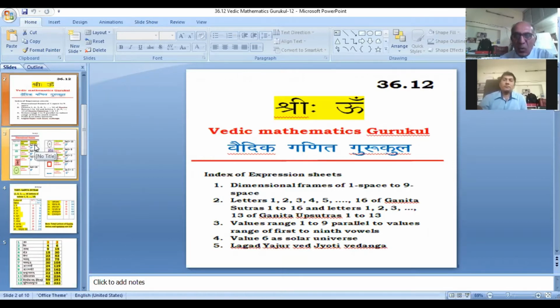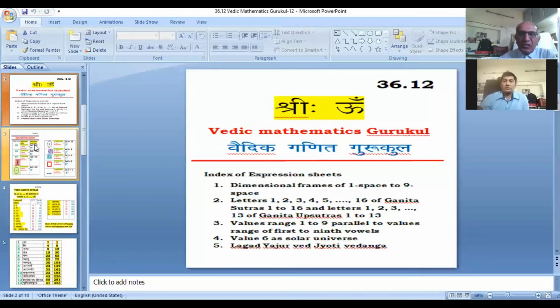letters 1 are for the Sutra 1, first 2 letters of Sutra 2 and so on, and like that for all the 16 sutras and 13 upsutras. This values range of 1 to 9 is going to give us the range of the 9 vowels. Then we will be having a glimpse of value 6 as solar universe and how the Lagadha Yajurveda Jyotisha Vedanga scripture is the ideal textbook setup of the Vedic mathematics.